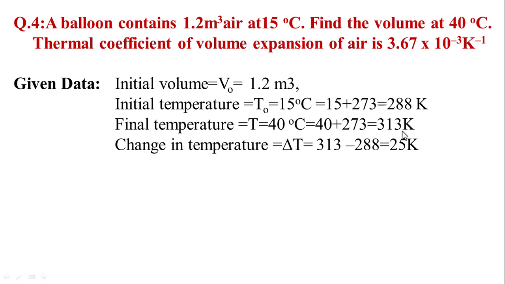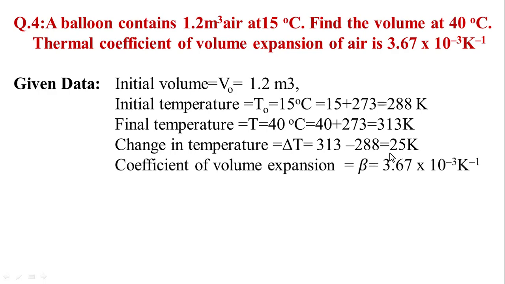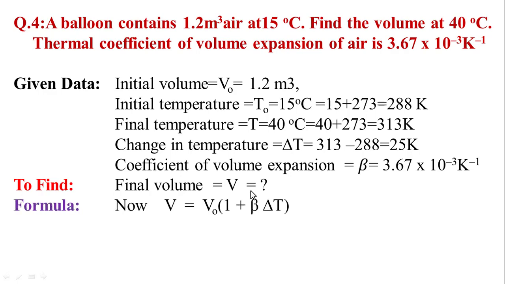Now find the change in temperature. Change in temperature is denoted by delta T, and delta T is equal to final temperature minus initial temperature. So 313 minus 288 is equal to 25 Kelvin. Now coefficient of volume expansion beta is equal to 3.67 multiplied by 10 raised to power minus 3 per Kelvin. Now we have to find the final volume V. So we use the formula V is equal to V naught into 1 plus beta delta T.